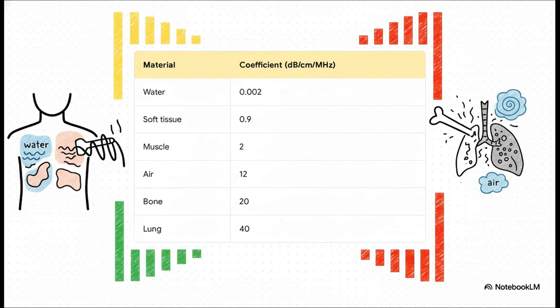The signal gets so heavily absorbed and scattered that basically nothing makes it back to the probe. It's why TEE is so powerful. We get past all that stuff.